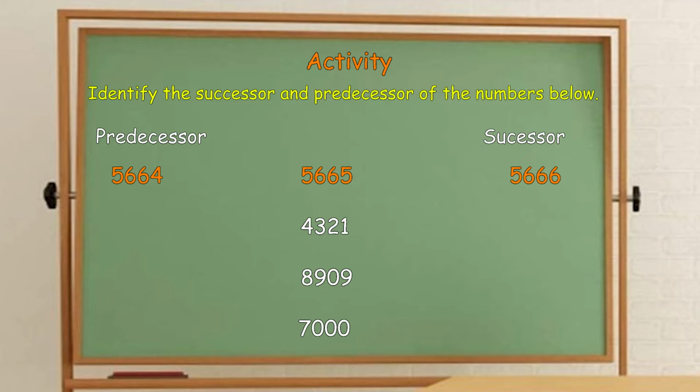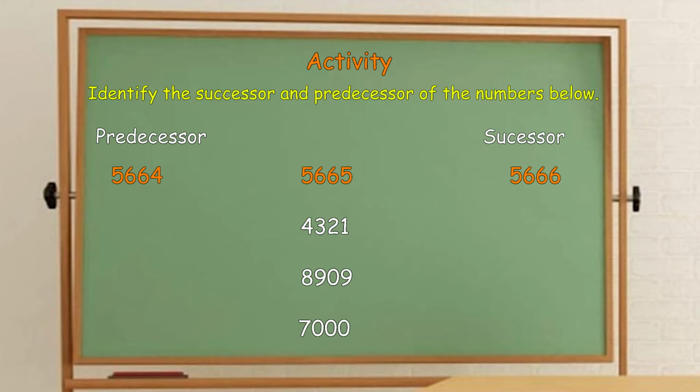Now, the predecessor for that number, again, we're looking at the last number there, which is 5. To find the predecessor, you know that you need to subtract 1. So if we subtract 1 from 5, that would give us 4. So the predecessor for that number is 5,664.